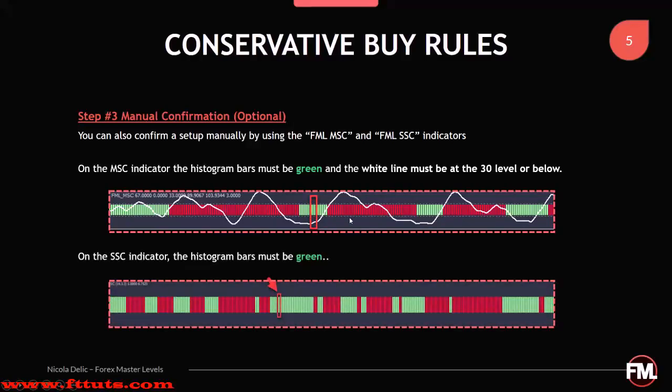On the SSC indicator, the histogram bars must be green. So much easier job, you just need to see the histogram color. In this case, we need green.